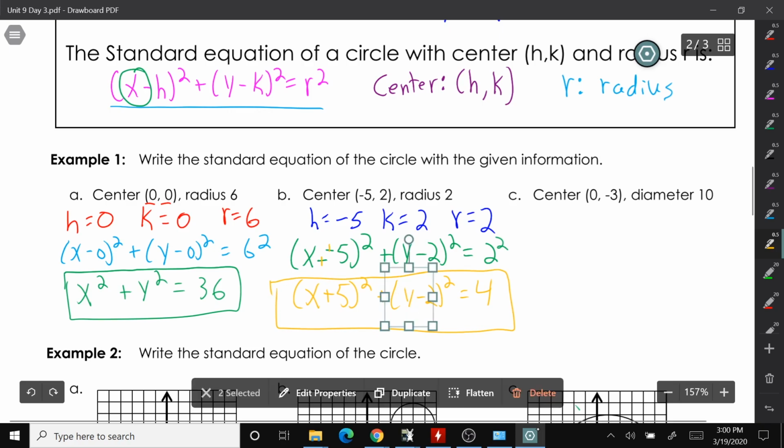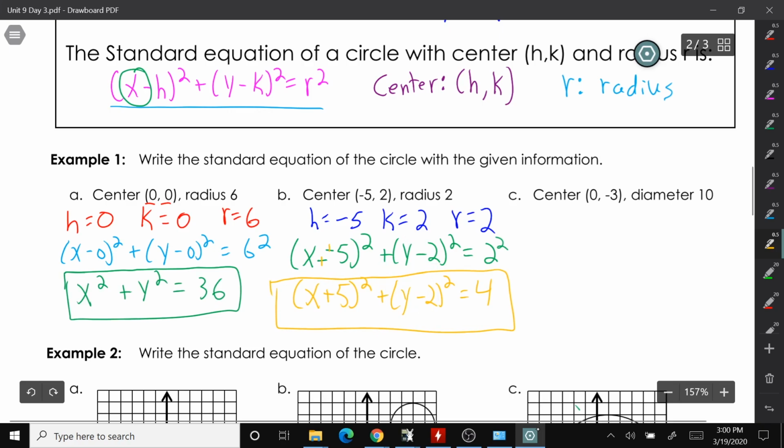So you don't always have to write out these steps. I'm just going to for the first couple so you can see how the h and k values are used. You know, the center was at -5, so in my equation it was x plus 5. The y value was 2, so it was y minus 2. The first number always goes with x. The second number always goes with y, like an ordered pair.